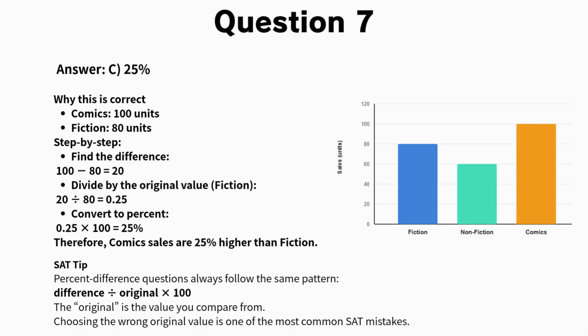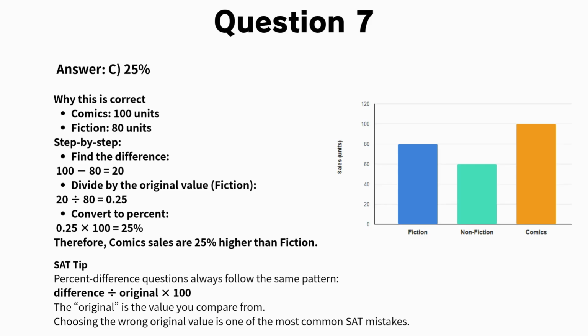Now, calculate the percentage increase. We divide the difference by the original value, which is fiction. 20 divided by 80 equals 0.25. Convert to percentage by multiplying by 100. 0.25 times 100 equals 25%. Therefore, comics sales are 25% higher than fiction.